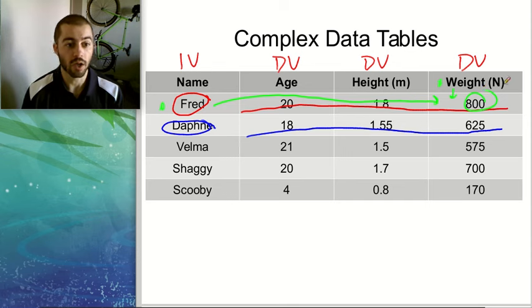If we wanted the height for Shaggy, we could go to the height column and go to Shaggy and see where they meet up here. So Shaggy's height would be shown as 1.7. This is in meters, so he's not 1.7 feet tall. So we can just go across the columns and see where these data points match up.